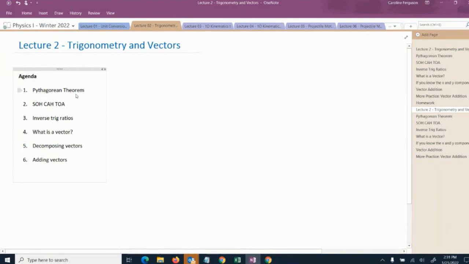So we're going to be using the Pythagorean Theorem, going over SOHCAHTOA. We're going to use inverse trig ratios to find the angles in a triangle. Then we'll talk about vectors, how to decompose them into their x and y components, and then how to add vectors. Okay, so these are all skills you need for this course. So it's kind of like getting you ready to begin physics.